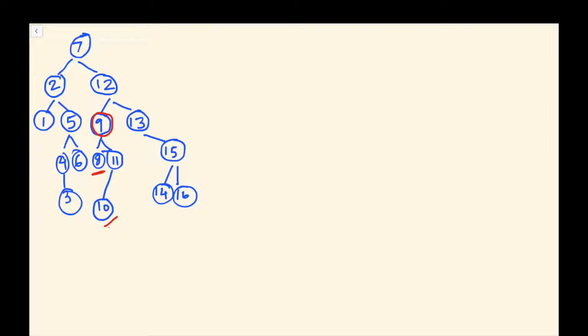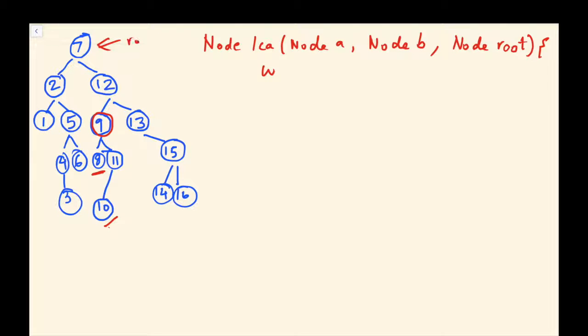Now, to do this with constant space, we will use a non-recursive solution, which will essentially be very similar to the recursive solution logic-wise. So let's rewrite our lowest common ancestor routine with the same parameters. Node A and node B are the elements for which we want to calculate the lowest common ancestor, and we are given the root of the tree. We will essentially traverse this tree starting from the root. We'll simply say, while root is not equal to null.